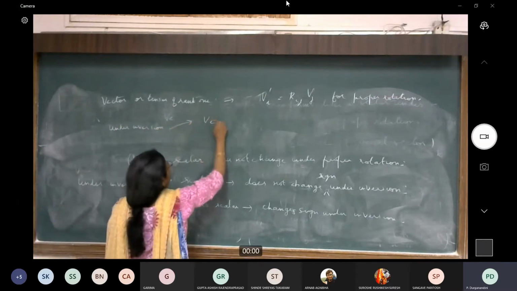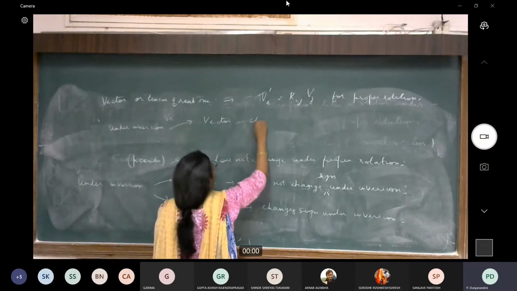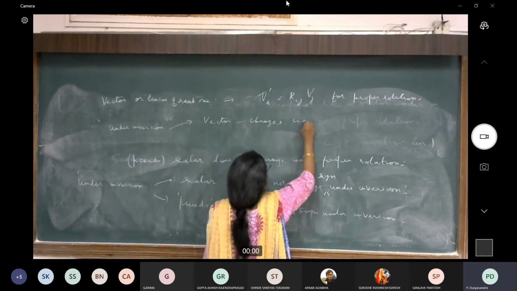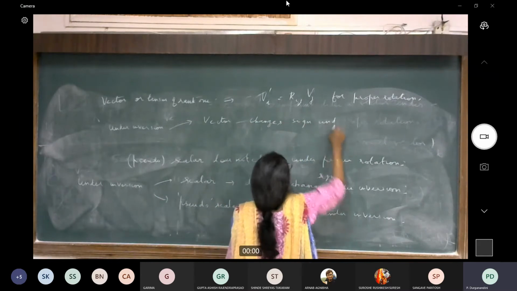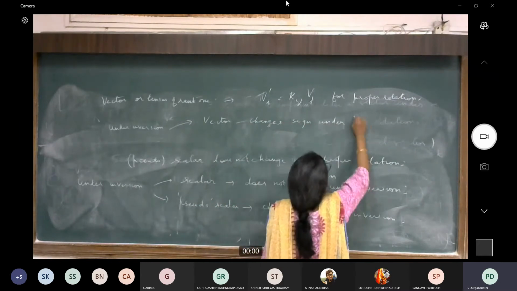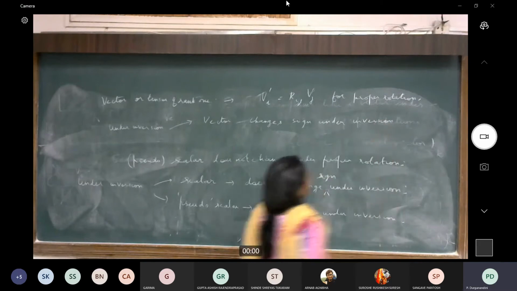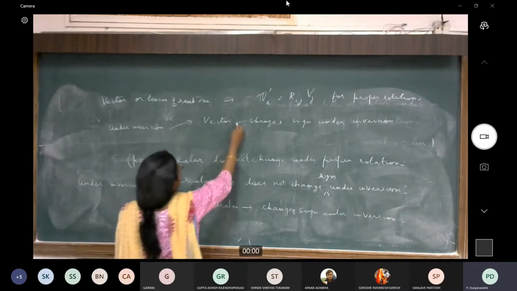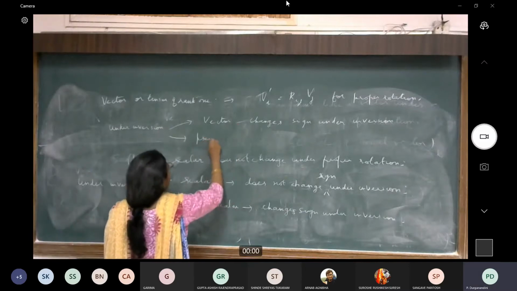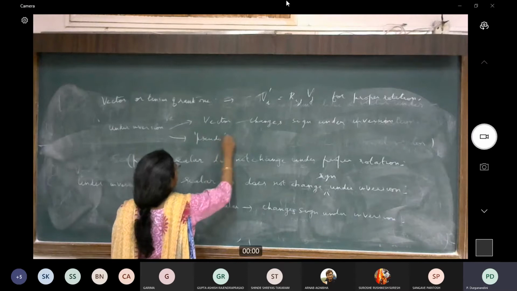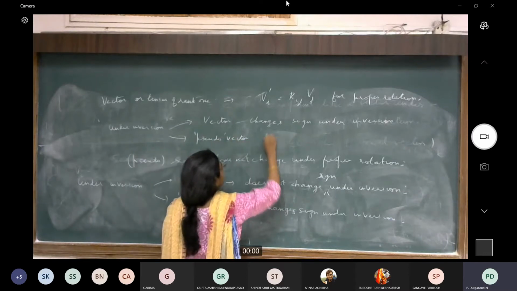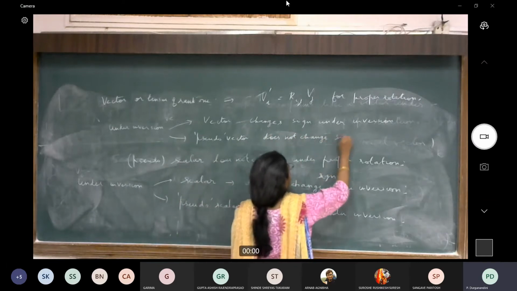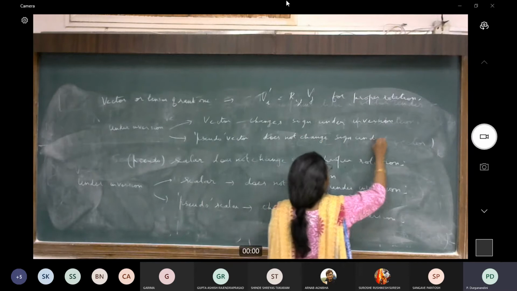And then I will distinguish under inversion two kinds of vectors. The usual vector is something which changes sign under inversion. That means when I say changes sign, all the components change sign. And a pseudo vector is something which does not change sign under inversion.